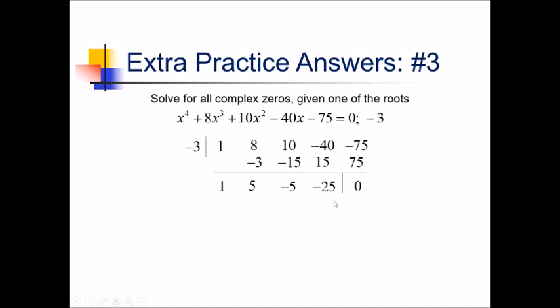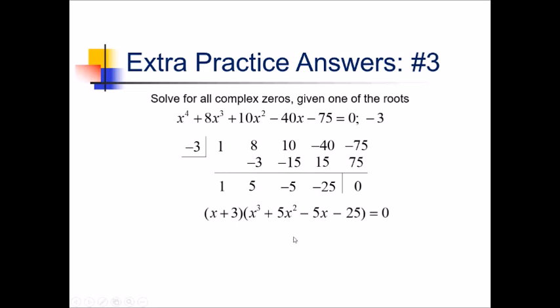This means that we're allowed to factor the polynomial into x minus -3, so x plus 3, times this quotient, which is 1x cubed, it's one lower than we started with, plus 5x squared, minus 5x minus 25.